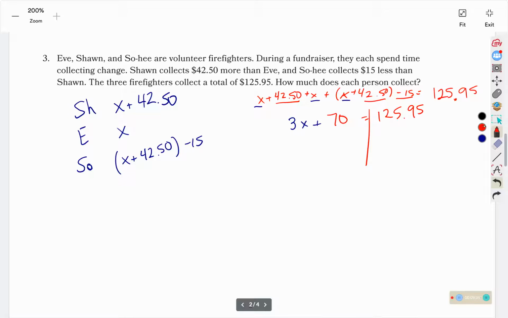So again, we want to move those numbers together. So I'm going to subtract it from both sides. Which is $55.95. I can divide both sides by 3 to get x by itself.